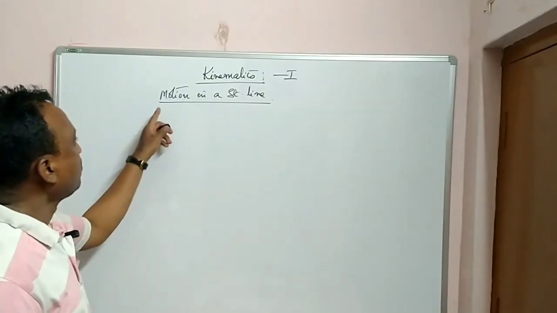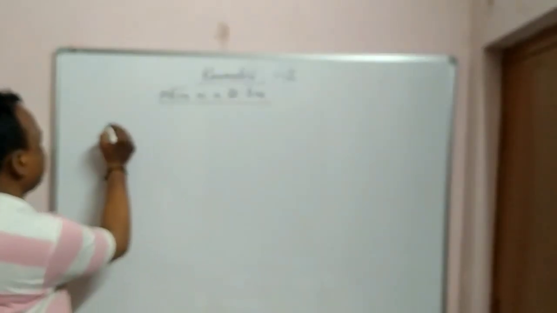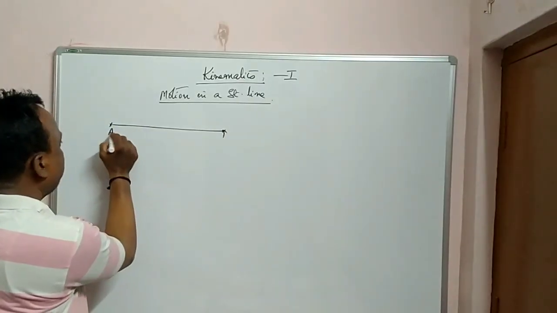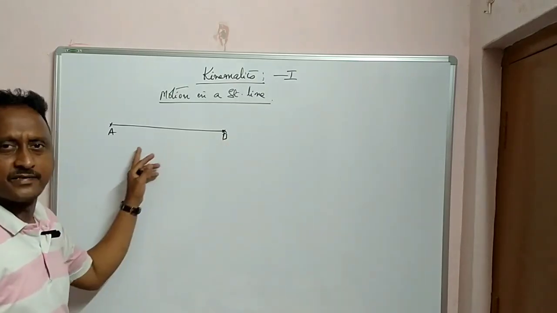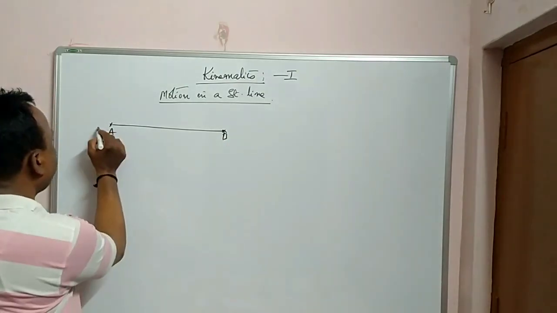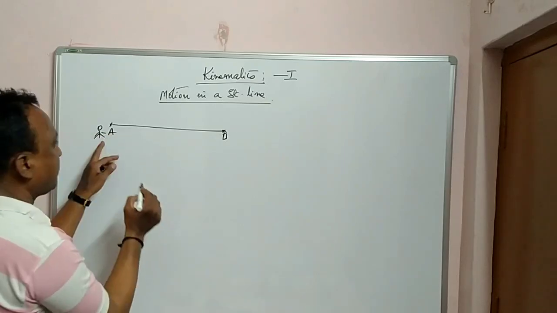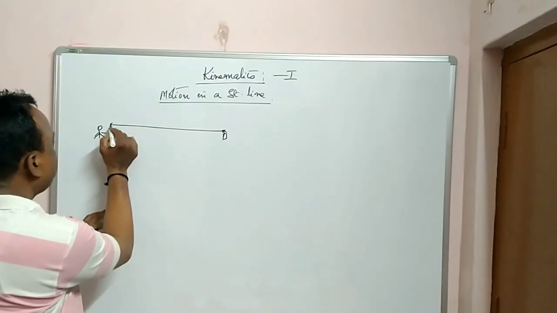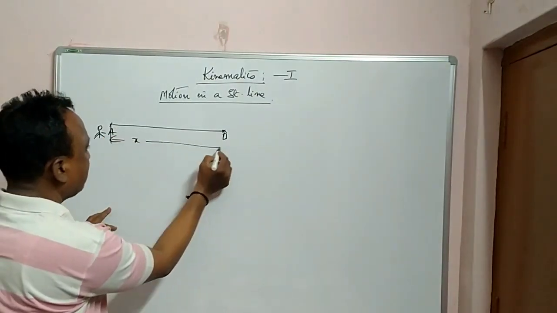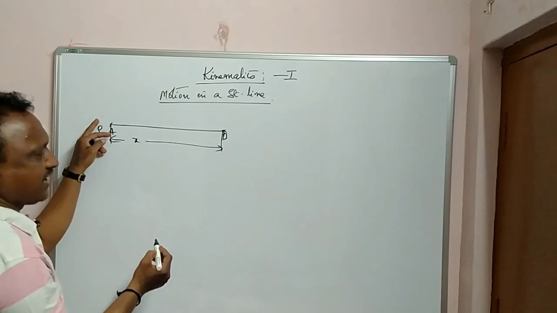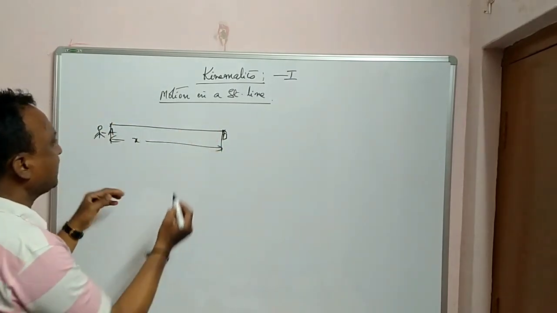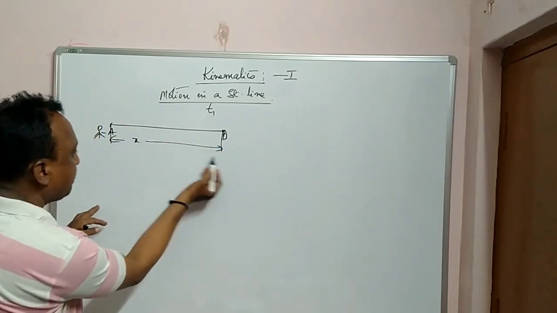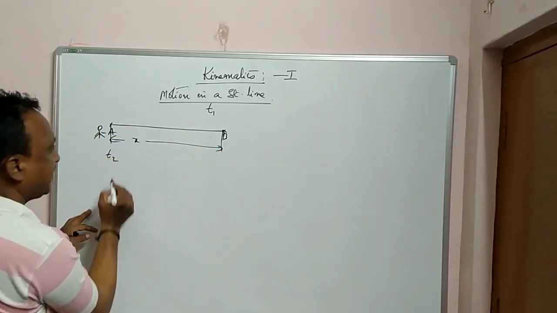So motion in a straight line means, for example, see here, 2 points are there, namely A and B. Suppose a person started from A, he has to travel to B. Therefore, let the distance be x. Let the time be t1 from A to B. The same way again from B to A, let the time be t2.